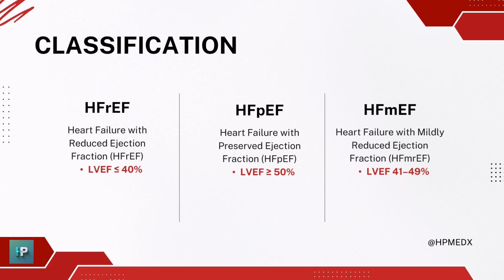And then the classification of heart failure. It is based on the ejection fraction, and at first here you can see heart failure with reduced ejection fraction, that is ejection fraction below 40, and then preserved ejection fraction. Here the ejection fraction is above 50, and at last mildly reduced ejection fraction. Here you can see the ejection fraction is in between these two, that is 41 to 49 percent.